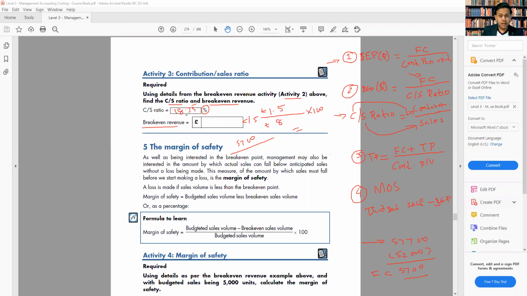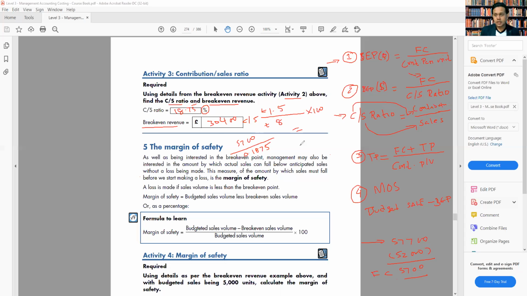If we want to write it down without the percentage, 18.75, how much will it be? 18.75 divided by 100 will give you it without the percentage. So it will be 0.1875. That will give us the break-even revenue, and it will give us the same answer, 30,400. This is just another way to calculate the break-even revenue. The question can ask you anything, but if you know all of this, it will not be difficult for you.